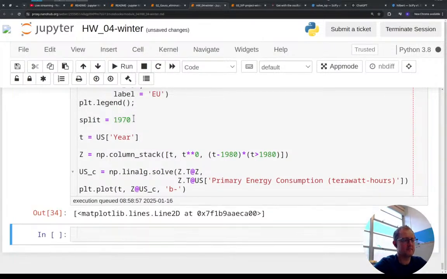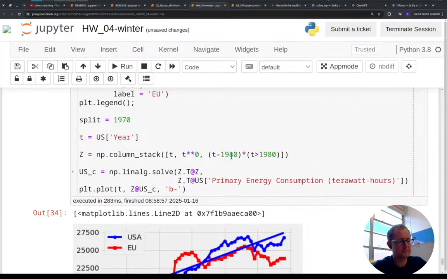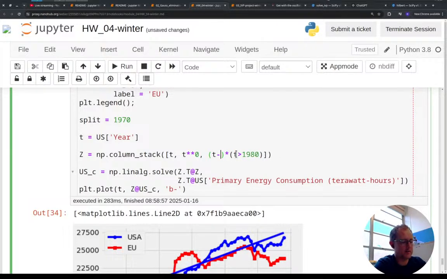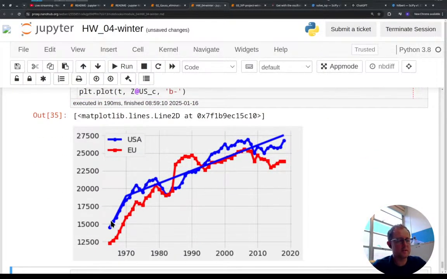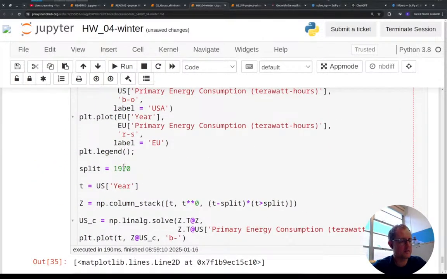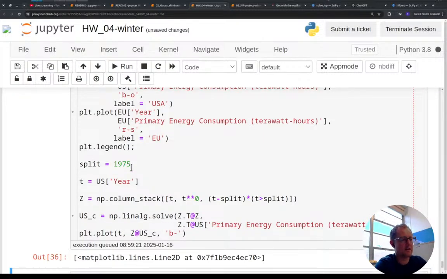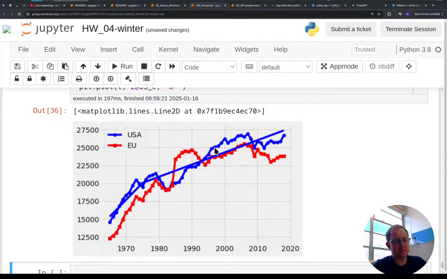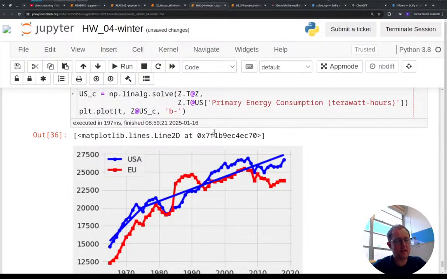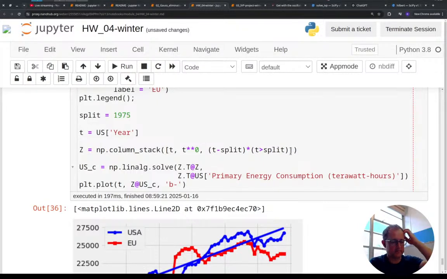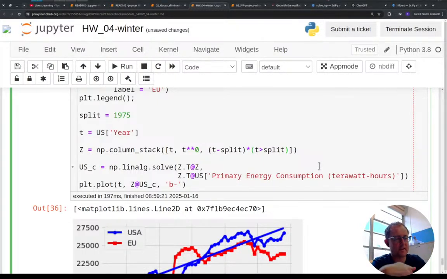1970? Oh, it would help if I use the actual split. So 1970, this one has a bigger change in slope, right? Versus 1975. Now it's starting to climb out or flatten out again. I could have as many splits as I want. Like I could have a split 1 and a split 2 and just keep adding columns out here.